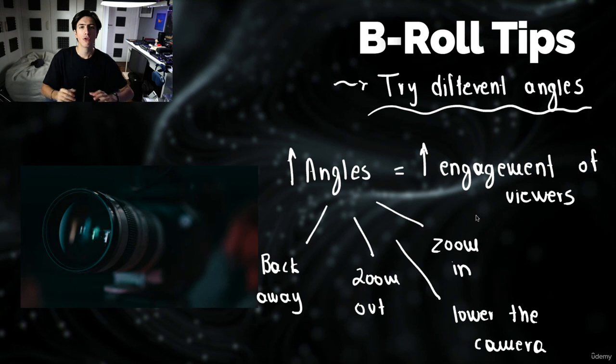The next tip that I have to give you is that you should really try different angles. When I say different angles, I don't mean that you need to physically change from one location to another and drive away to have different angles. You can just back away, zoom out, zoom in, or just lower the camera from the place that you're at. It is very easy to change the composition of your frame just by some very subtle movements, or just by zooming in or again zooming out from your lens. Increasing the variety of different angles will increase the engagement of your viewers.